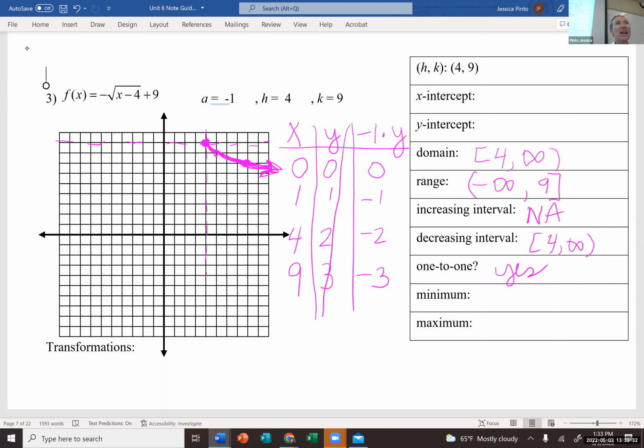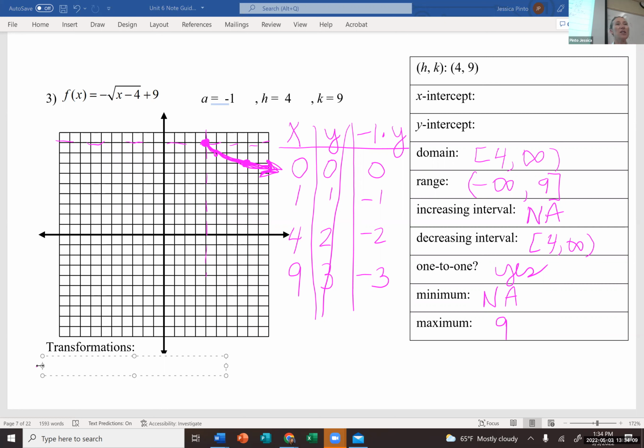For the minimum and maximum, that's going to be for the next player. Who's got the minimum and maximum? Bella, the minimum. Remember, it's going to be on the left of the range and then on the right of the range. Correct, because it would have otherwise been -infinity. And the maximum is? Indeed. So the minimum and maximum are referring to y values. Right on.